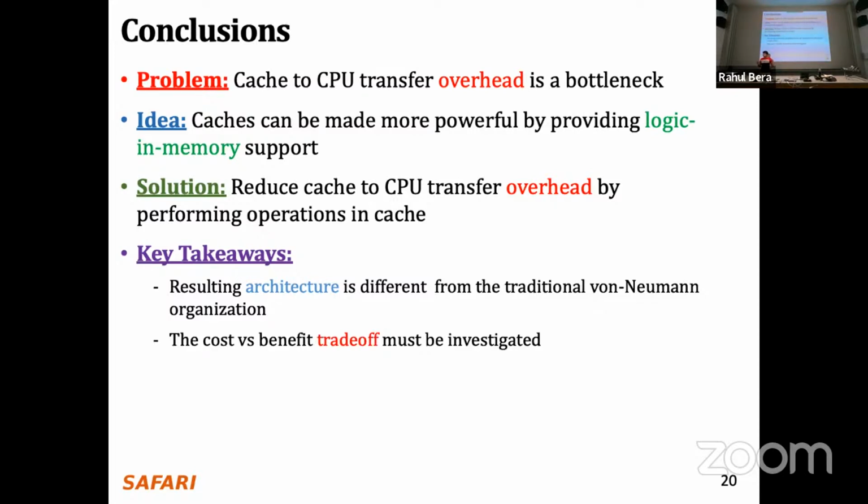The cost versus benefit trade-off of these operations must be investigated. Is it really worth putting this extra complexity into the cache? And is the benefit we receive really worth all this complexity?